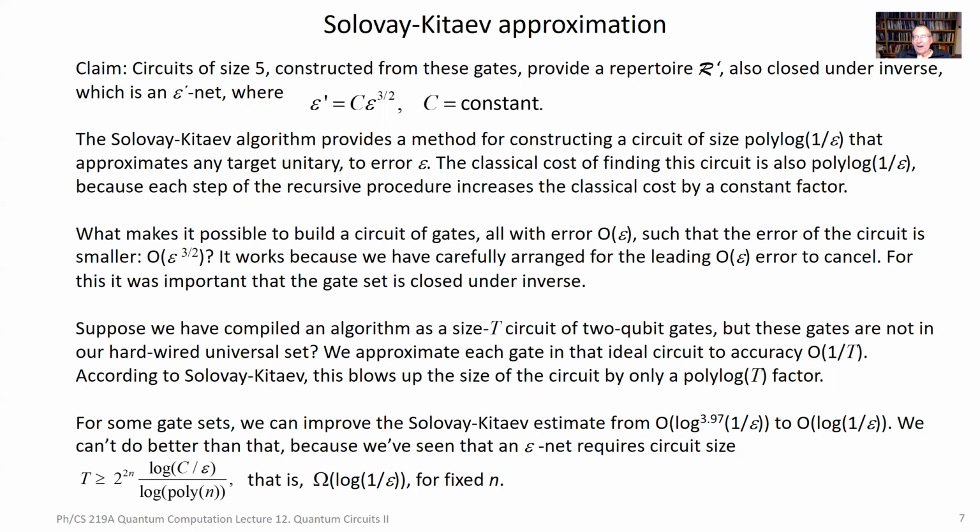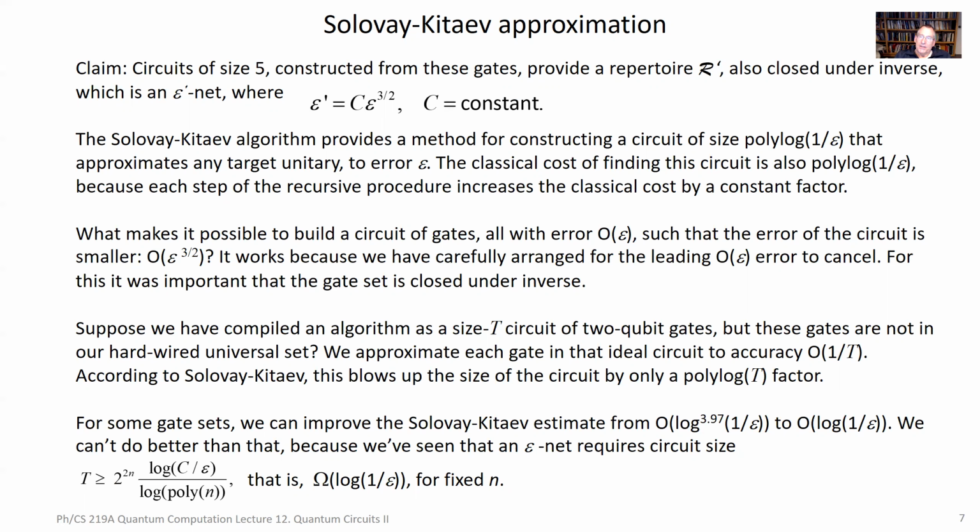So every time we have to call a circuit of size 5 to construct each one of the elements in that circuit of size 5. We construct them as circuits of size 5 the next level down, and those as circuits of size 5 the next level down. So in other words, each time we add a level to the hierarchy, we're increasing the classical complexity of the procedure of finding the circuit by just a constant factor. So the classical cost is exponential in K, just like the quantum circuit size is exponential in K.